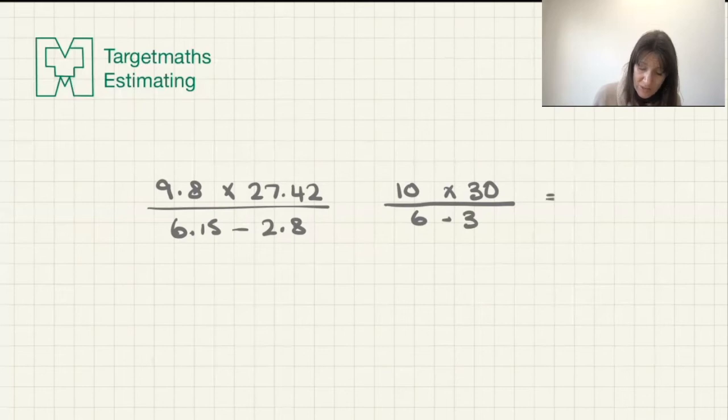That is going to give me 1 times 3 is 3 and 2 zeros. And 6 take 3 is 3. And then 3s into 3 go 1 with those 2 zeros. So the answer is 100.